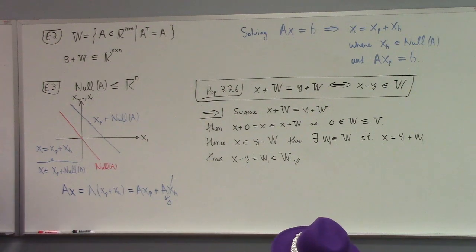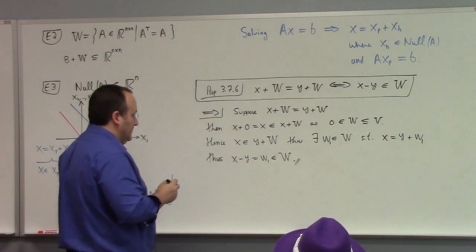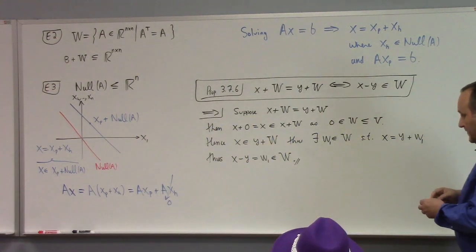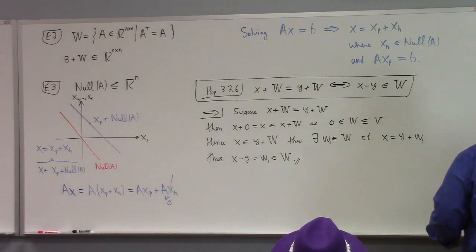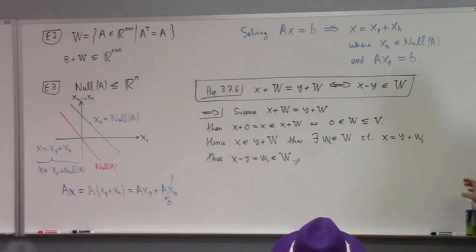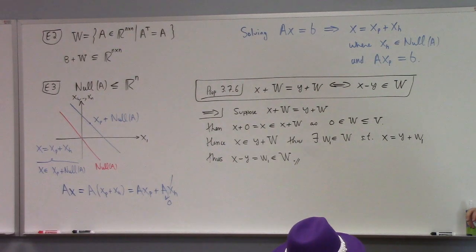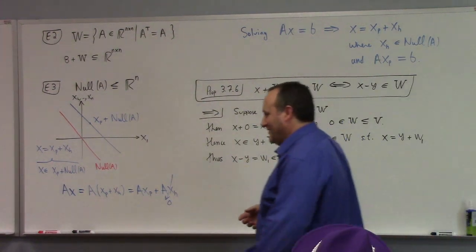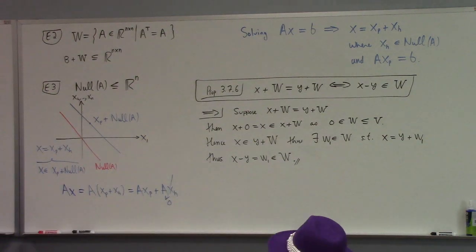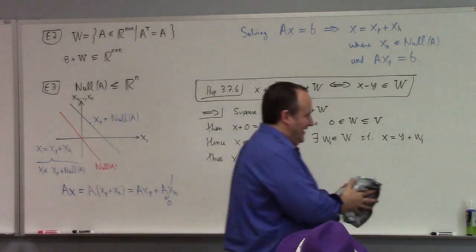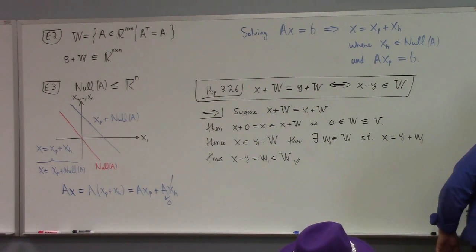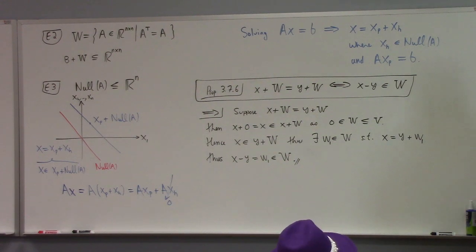Okay? And then what? Well, how about the other direction? The other direction is a little bit more annoying because we need to prove set equality. How do you prove equality of sets? Prove that what's in one set is also in the other.